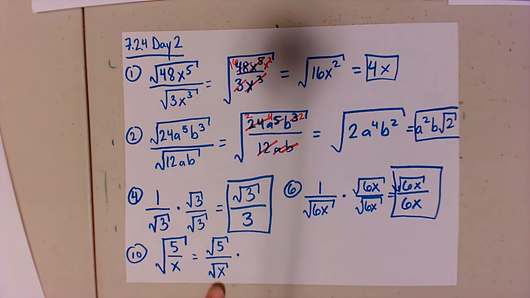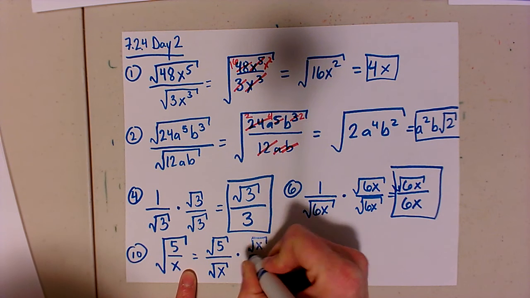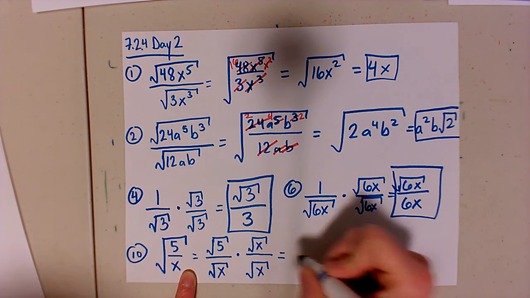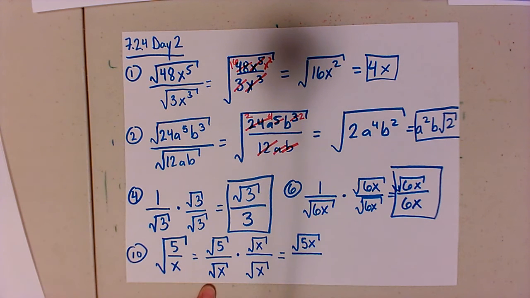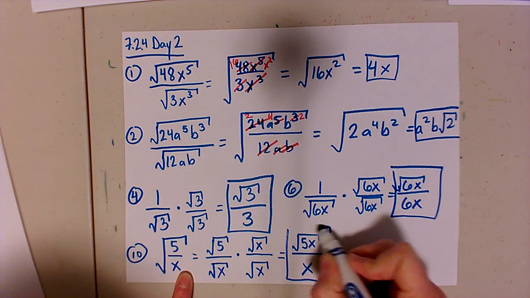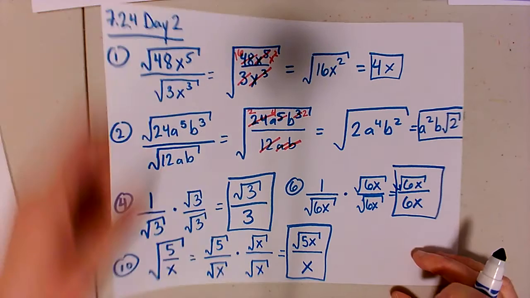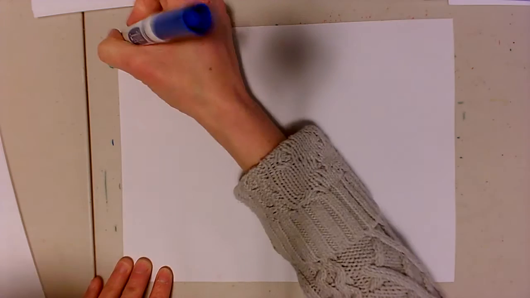And then what we're going to do here, so now the problem is the root x in the denominator, and we can get rid of that by multiplying by root x over root x. So up top, we'll have root 5x, and then down below, root x times root x is just going to be x. And we can't cancel anything further, and that's our answer. Number 11 is going to work in a similar way, so we'll take a look at that one. Good practice for that type of problem.